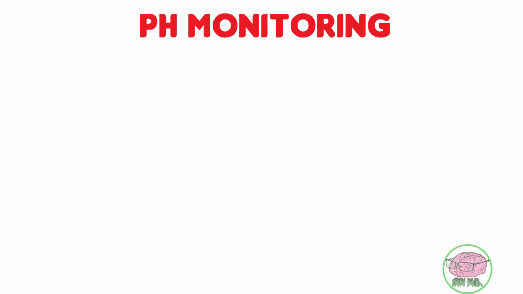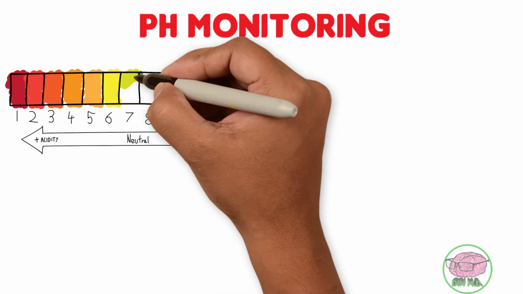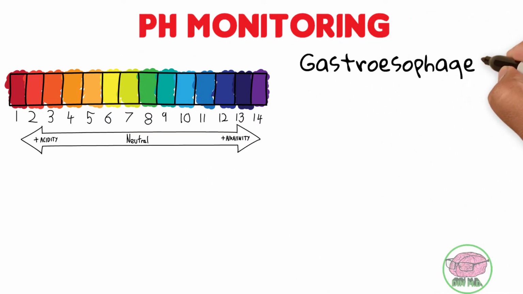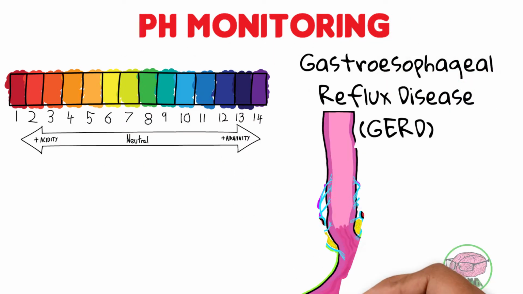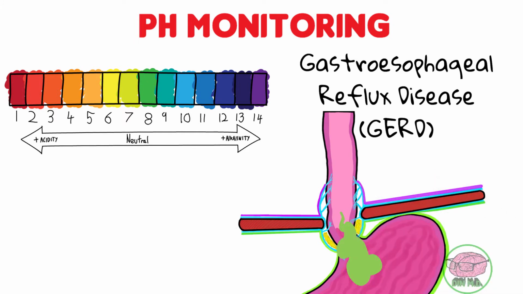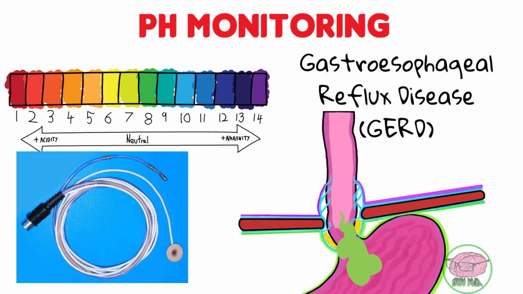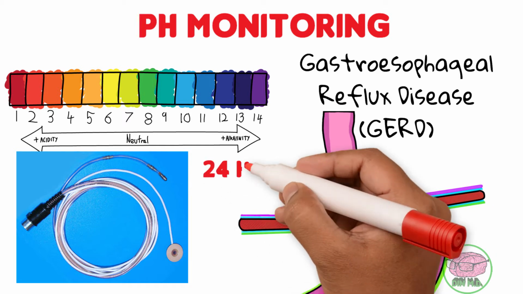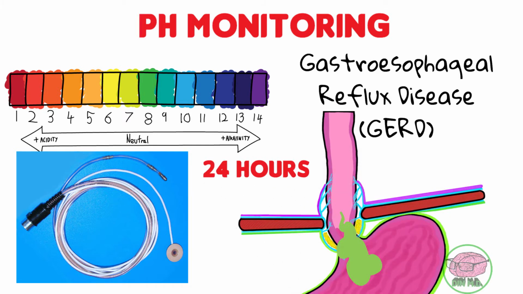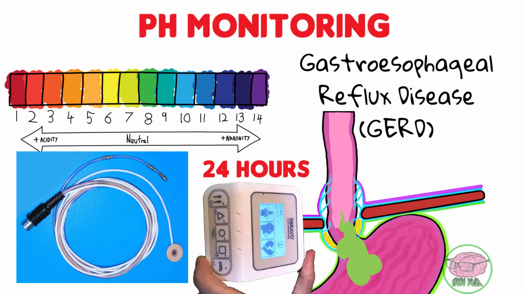pH monitoring is used to determine the esophageal pH and to diagnose gastroesophageal reflux disease, which is the reflux of stomach acid to the esophagus. A probe is introduced through the nose of the patient and into the esophagus. It measures the pH for 24 hours and records it in this tiny monitor that the patient carries with him.